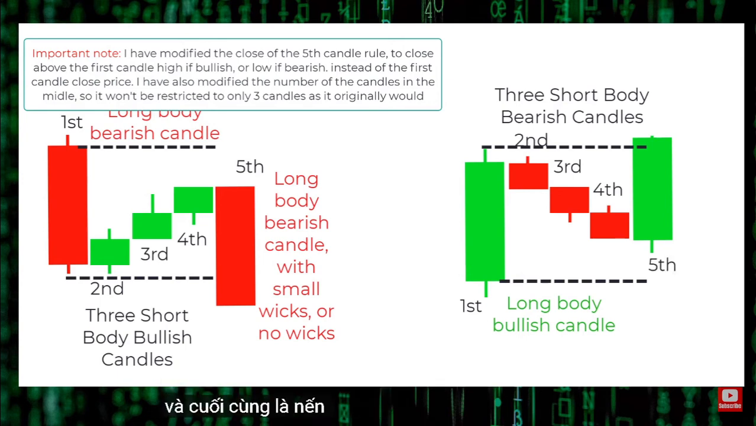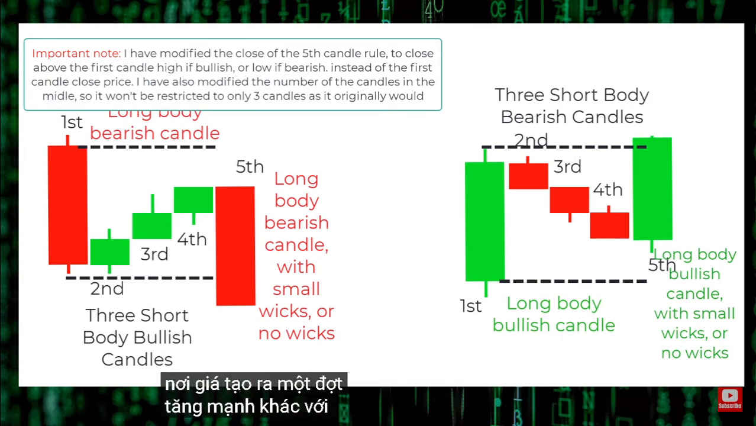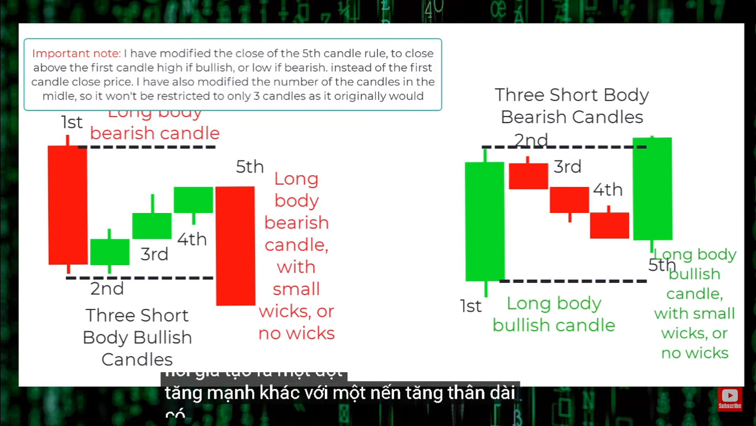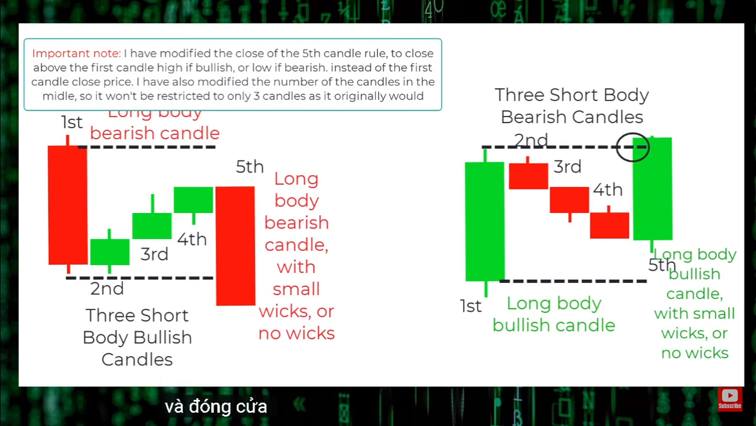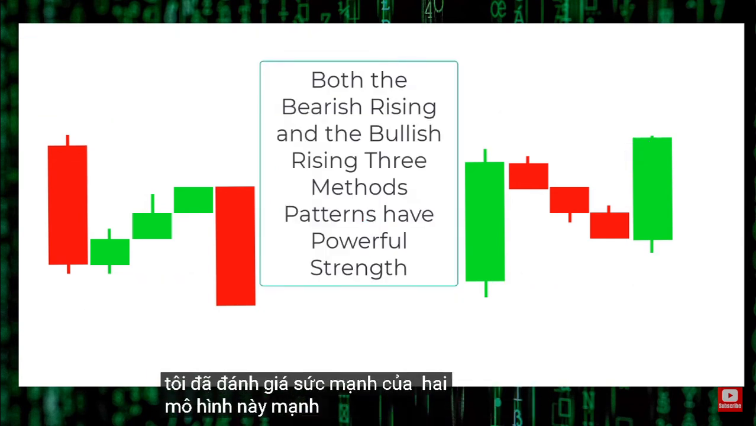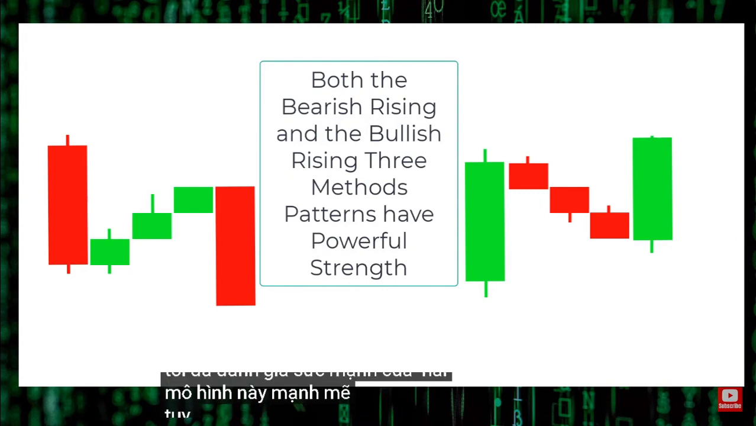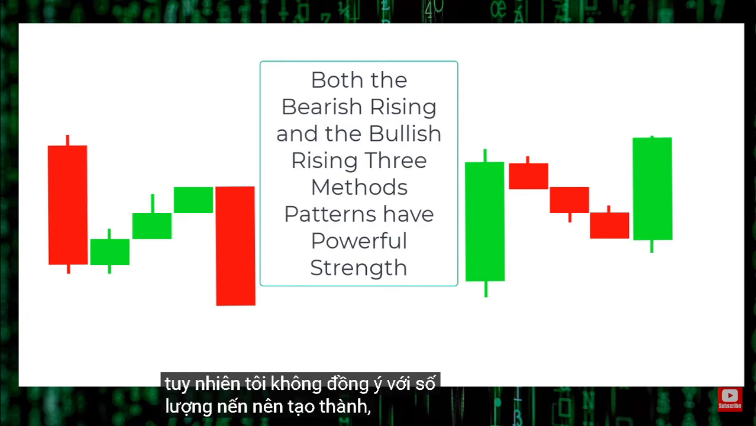And finally, the fifth and last candle is where the price makes another strong rise up with a long body, bullish candle that either has small wicks or no wicks at all, and closes above the first candle's high. I have rated the strength of these 2 patterns as powerful. However, I do not agree with the number of candles that it should constitute of.